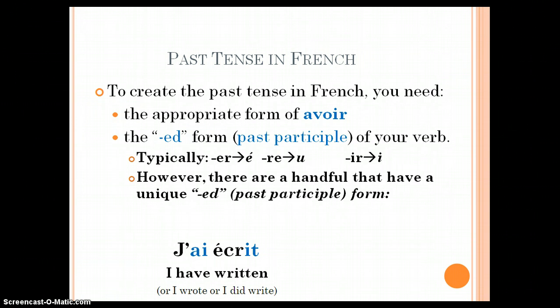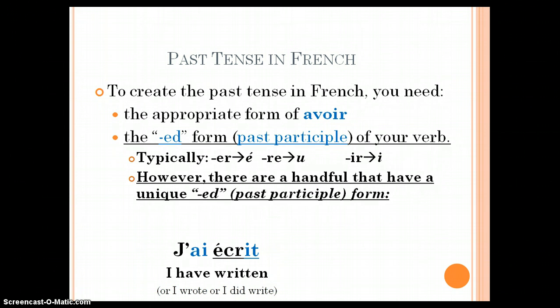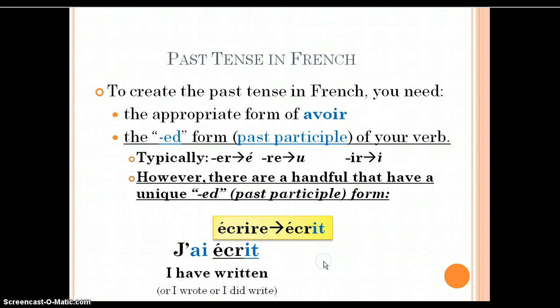J'ai écrit, I have written. I wrote or I did write. To create le passé composé, you need your form of avoir, j'ai, as well as the ed form or the past participle of your verb. Écrire is irregular. It has its own unique ed or past participle form. Therefore, écrire becomes écrit.